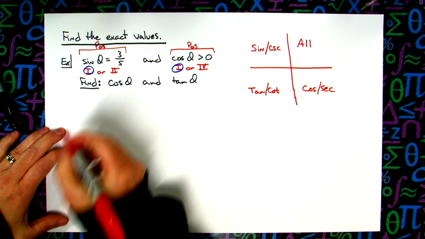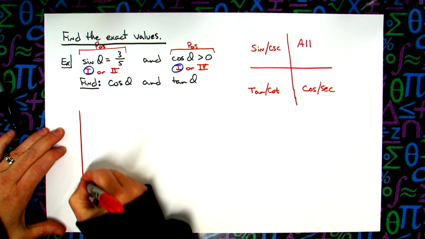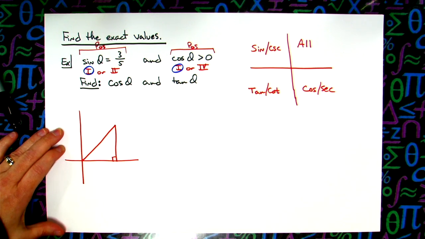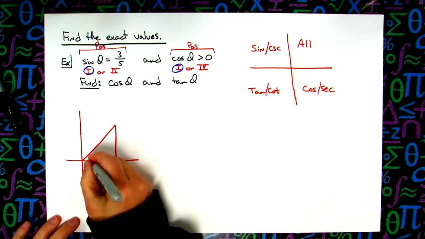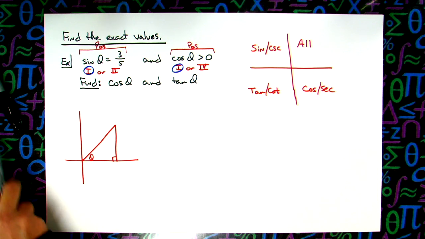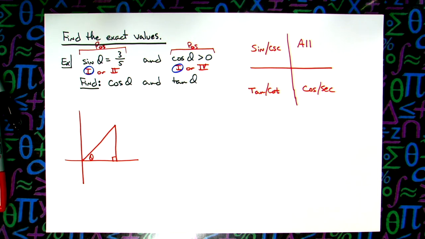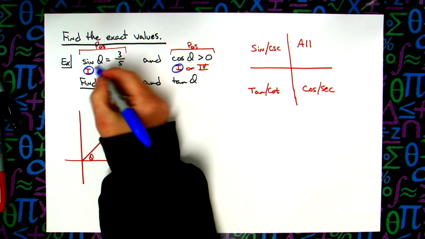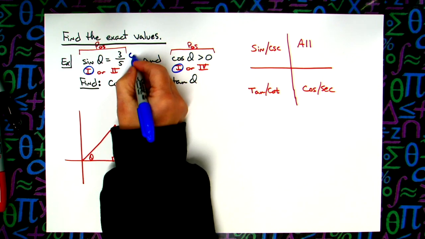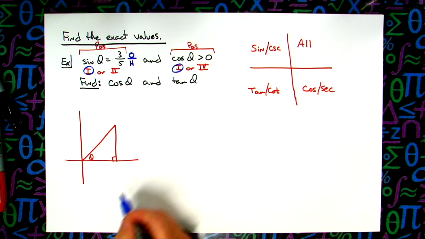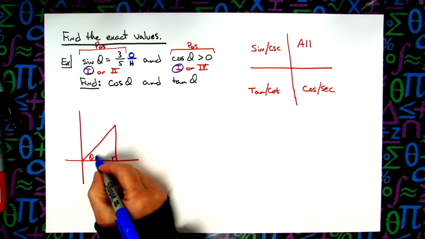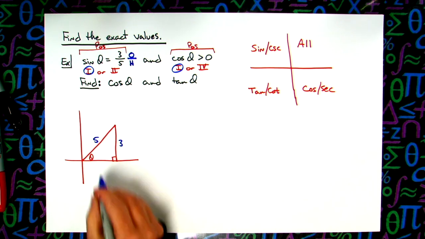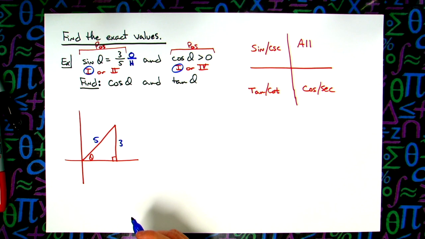So what I'm going to do is draw my bow tie triangle that shows up in quadrant 1 as such. Now my theta goes down here, and I'm going to label these three sides of the triangle with the information they have given me. They've given me that sine is 3/5. Well, sine in right triangle trig is opposite over hypotenuse. So I'm going to say my opposite side is a 3, my hypotenuse is a 5.